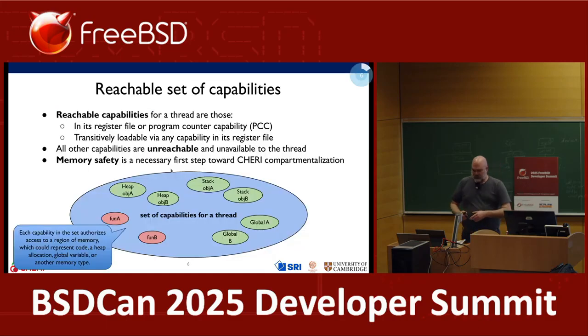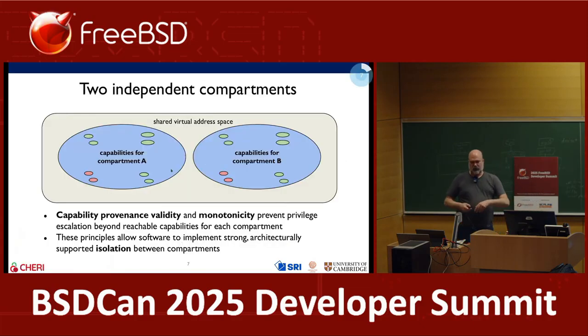So in a given thread, you can think about there being a reachable set of capabilities. That's the transitive closure of whatever's in your register file at the moment. There's a bunch of capabilities, they could reach memory, and you can load more capabilities from that memory. But that may be a subset of the total memory that's accessible in your address space. And we can use that in turn to build compartmentalization with CHERI.